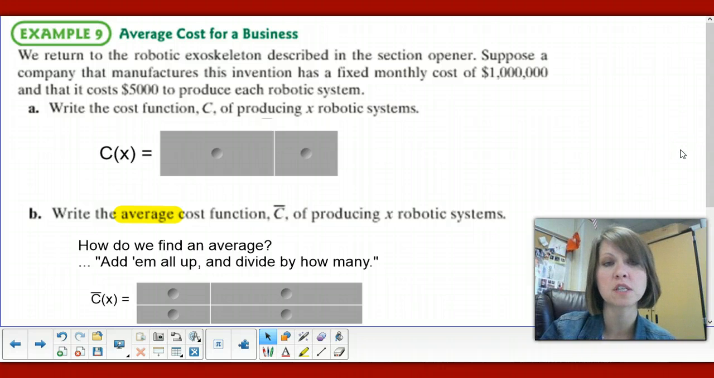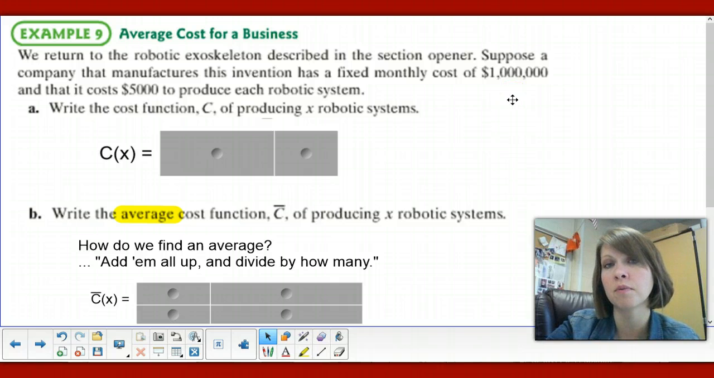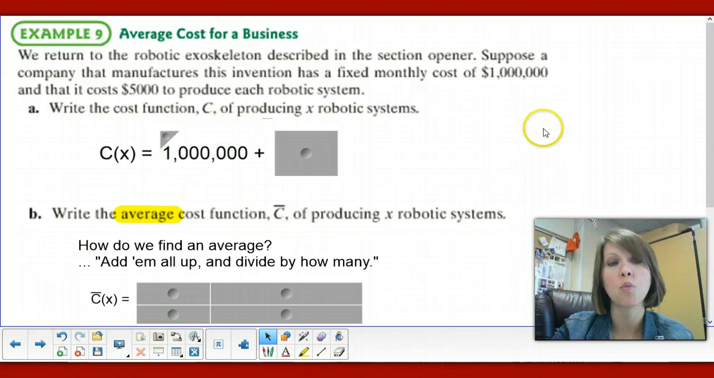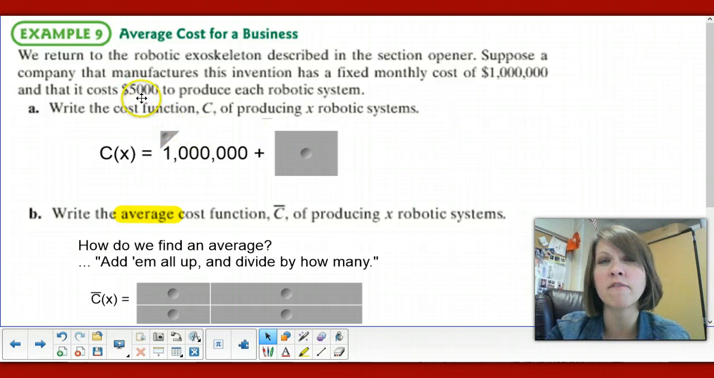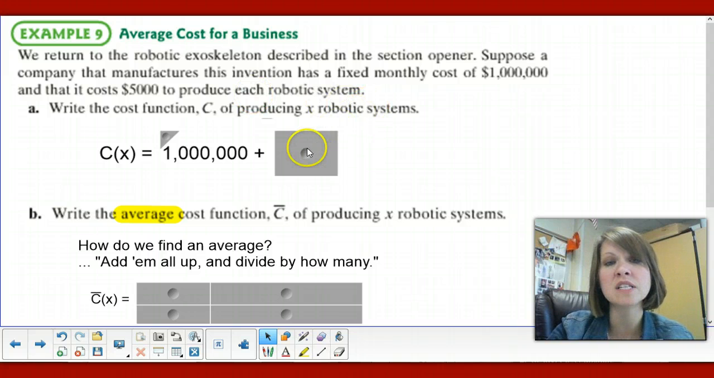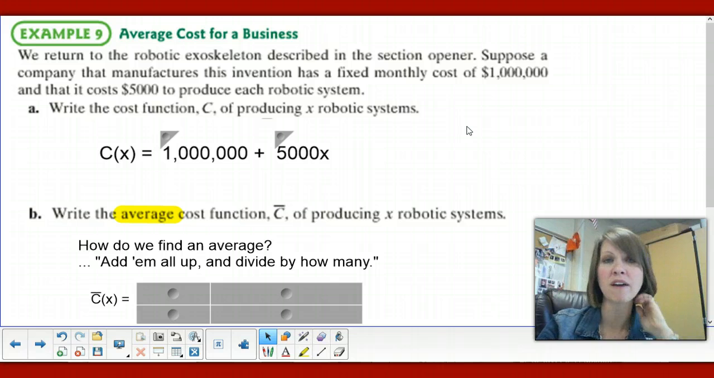Write a cost function. This is part A, producing x robotic systems. So we need to read through the problem. When you read through the problem, feel free to pause this right now and read through the problem on your own. I'm going to continue going for the sake of my prep period. But when you read through the problem, you're going to see that there's this fixed monthly cost of $1 million. So $1 million is a fixed cost. And then we have something that we call a variable cost. It's $5,000 to produce each system. So for every system we produce, it's going to cost us another $5,000. So this is our cost function.